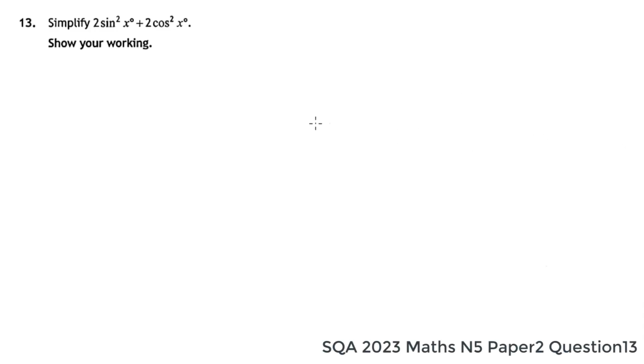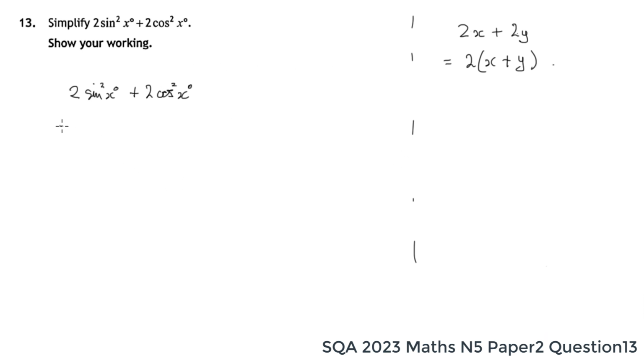So here we have question 13, and we're asked to simplify 2 lots of sine squared x plus 2 lots of cos squared x. Now, a couple of things. First one, if we're given 2x plus 2y, for instance, what could we do with that? Well, we can take out a common factor of 2 outside the brackets. Well, there's no reason why we can't do that in this case. After all, sine squared x, cos squared x are just unknown numbers, just like x and y were.